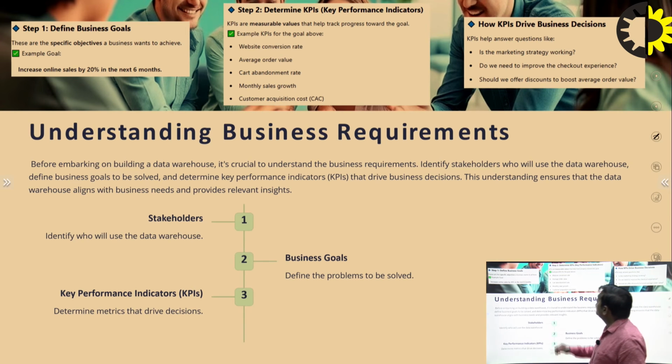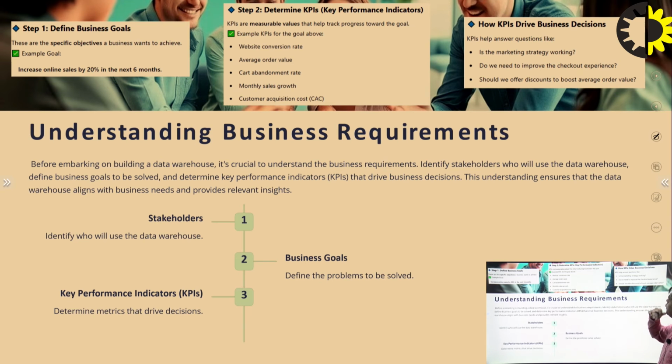Then we will find out the KPI, key performance indicator, to see why we are storing and using this data and why we require this type of result. KPI means, suppose we will check website conversion rate, average order value, cart abandonment rate, monthly sales growth, customer acquisition cost. These are the key performance indicators that we can analyze with the help of the business goal. Okay, then how can we achieve this goal?